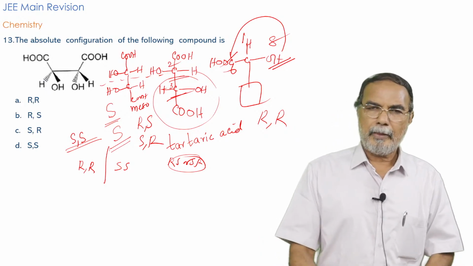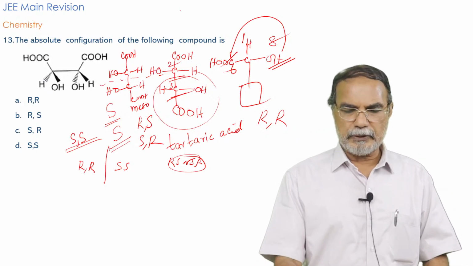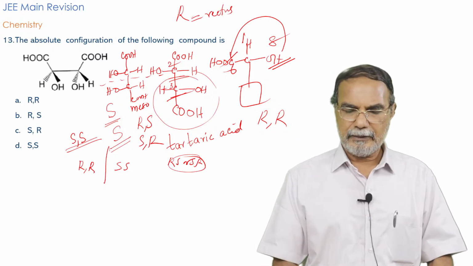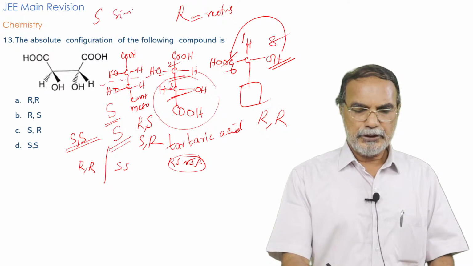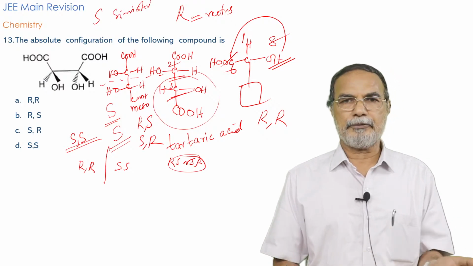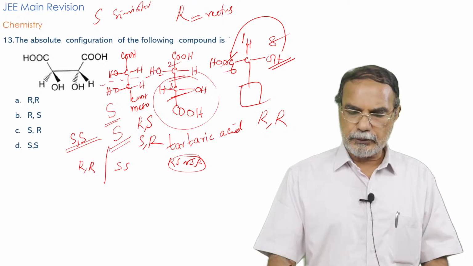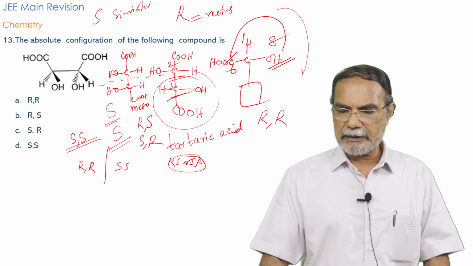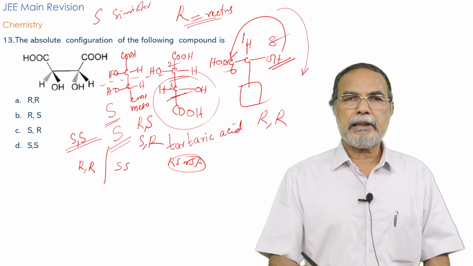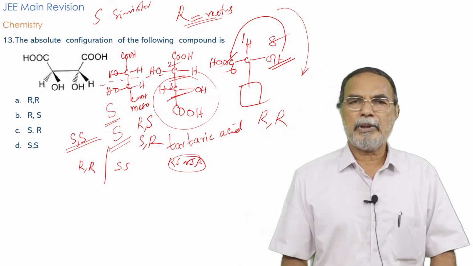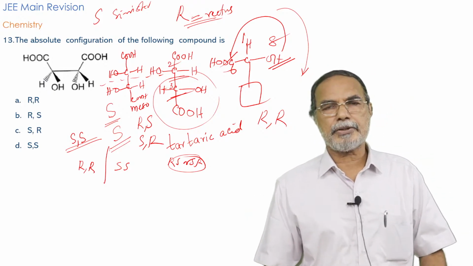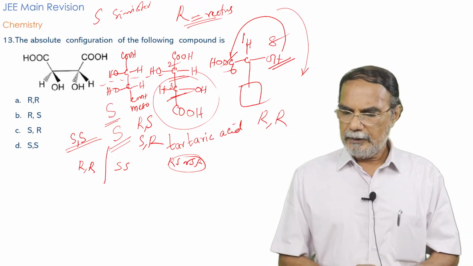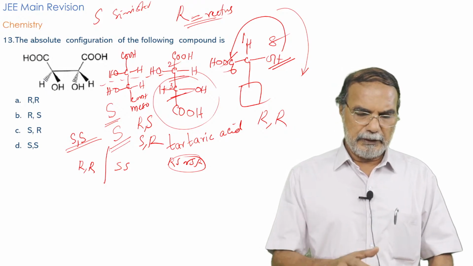And you may be knowing that the R comes from the word rectus. Rectus means towards right, and S comes from the word sinister, which means left. So if the direction is to the left, it is sinister or S. If the direction is towards the right, that is clockwise, it is designated as R. And this is the method of giving absolute configurations to stereoisomers. And one example is that of tartaric acid, which you might have studied while we discussed this aspect.